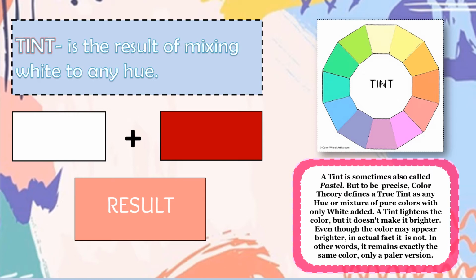A tint is created by adding white to a base hue, lightening the color. This can make a color less intense and is useful when balancing more vivid color combinations. A tint is sometimes also called pastel, but to be precise, color theory defines a true tint as any hue or mixture of pure colors with only white added. A tint lightens the color, but it doesn't make it brighter. Even though the color may appear brighter, in actual fact, it is not. In other words, it remains exactly the same color, only a paler version.